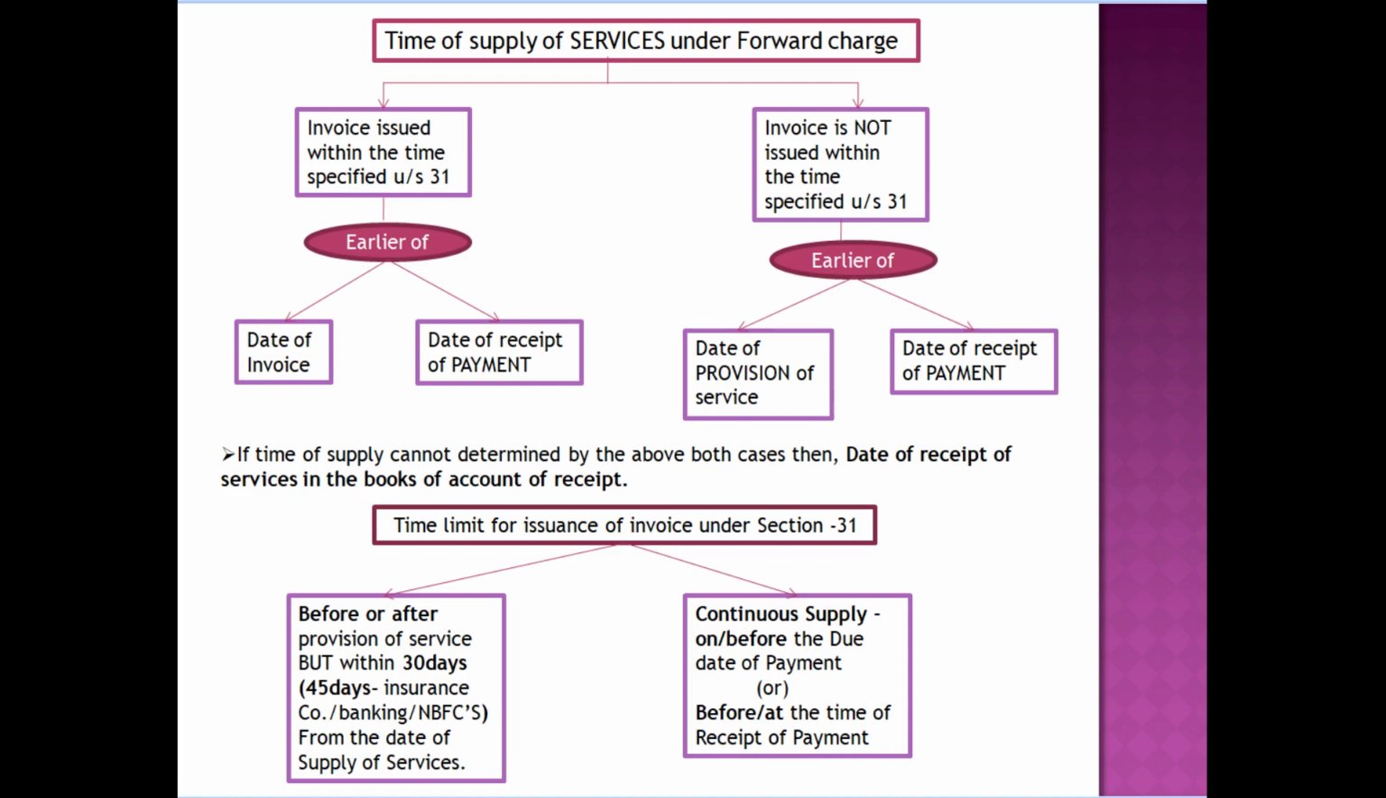And now let us know the time limit for issuance of invoice specified under section 31. The invoice is to be issued either before the provision of services or within 30 days from the provision of services. If it is a banking company, insurance company or non-banking financial company, it should be issued within 45 days from the date of supply of service. And in case of continuous supply of services, it should be issued on or before the date of payment, either before or at the time of receipt of payment.